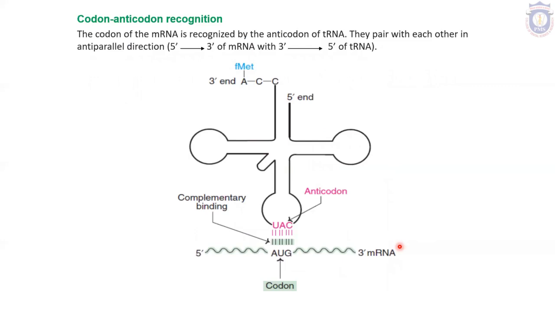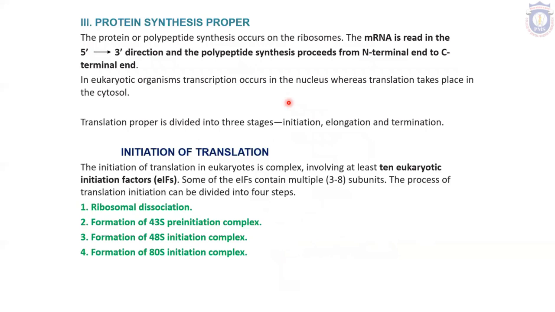Codon anticodon recognition. The codon of the mRNA is recognized by the anticodon of tRNA. This is the codon that is present in the mRNA, and this is the anticodon that is present in the tRNA. They pair with each other in antiparallel direction, that is 5', 3' of mRNA and 3', 5' of tRNA. This is mRNA in 5', 3' direction, and this is tRNA in 3', 5' direction.